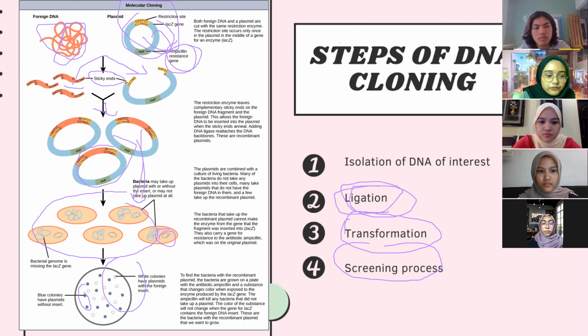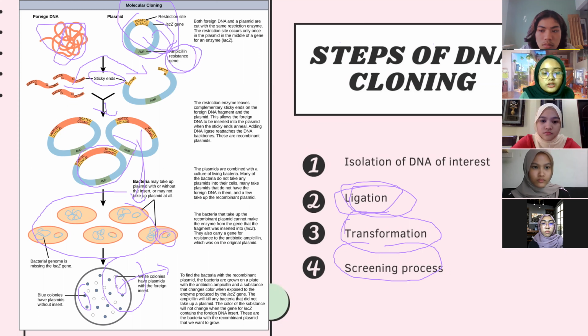So the white ones are the colonies that have the plasmid with the foreign DNA, and the blue one is the one that doesn't have the plasmid. Once we differentiate the blue one and the white one, we take out the white one, and then we go through the next stage, which is colony hybridization.